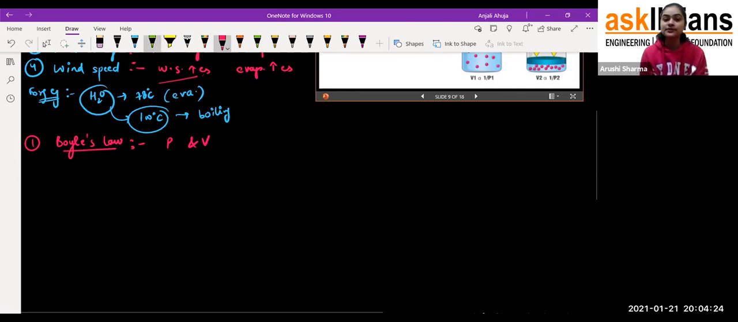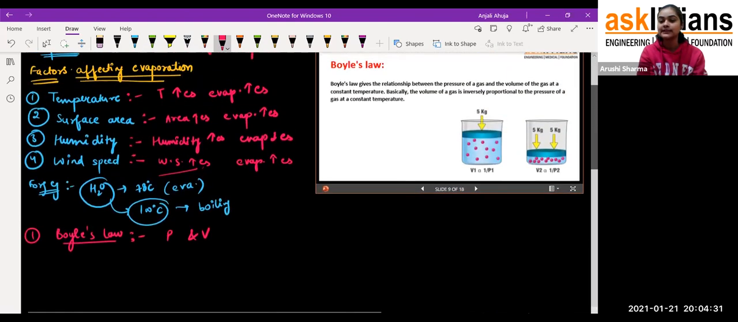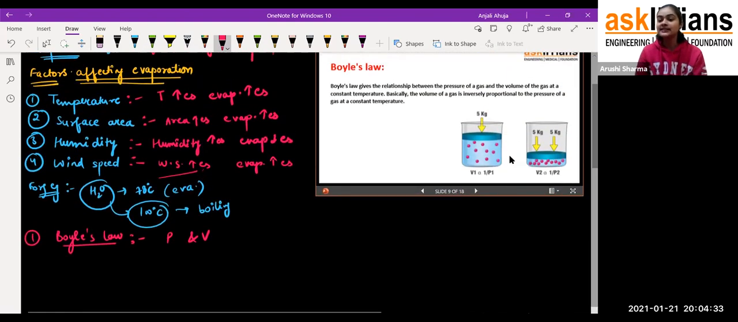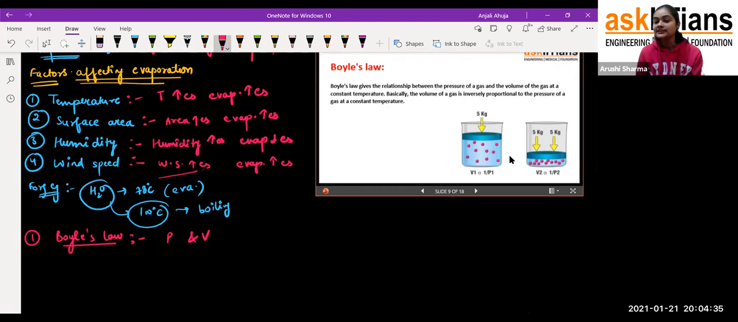For example student, if I show you in this picture, just give me a minute. Yes. See, in this picture, initially this is the volume of the gas, the gaseous particles are all around this container. Now the pressure is not that high, you haven't applied any pressure. So you can see that the pressure is less, and the volume is more.